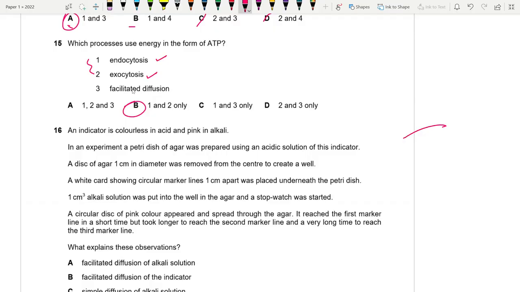So we had a petri dish. A disc of agar 1 centimeter in diameter was removed from the center to create a well. Then we placed a white card. Then 1 cm of alkali was put into the well, and the stopwatch was started. So it's pink in color currently since it's alkaline.